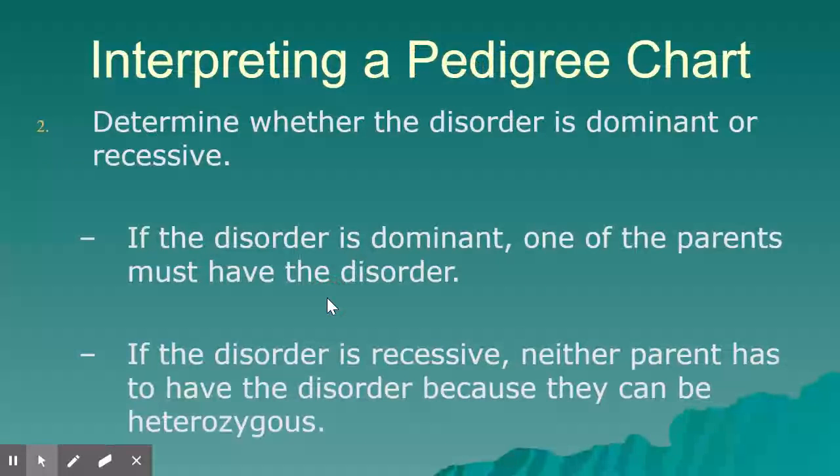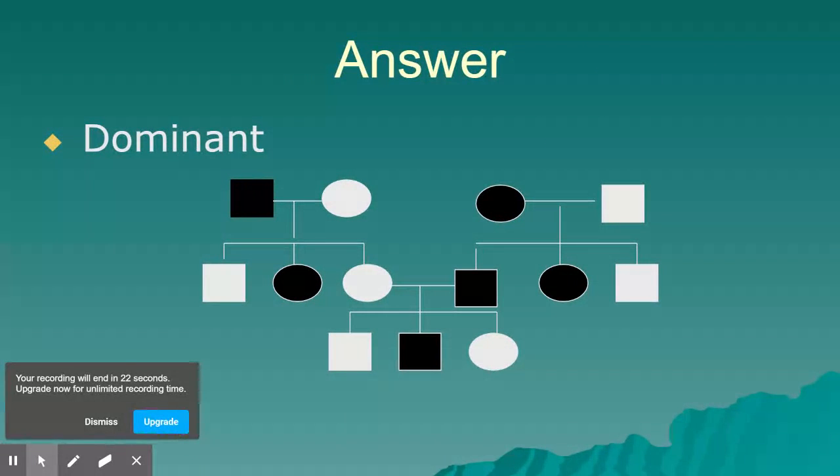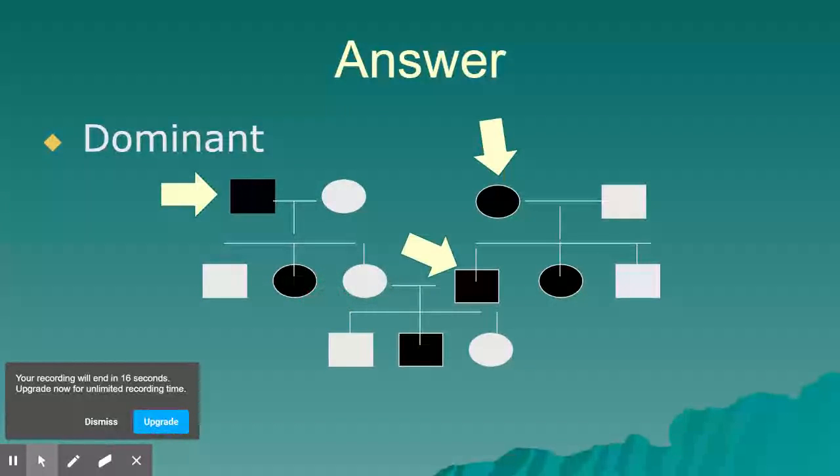All right, the second step in interpreting a pedigree chart would be to determine if the disorder is dominant or recessive. So we look at this chart here. It's dominant because a parent in every generation has a disorder. Remember, if a parent in every generation has a disorder, the disorder is dominant.